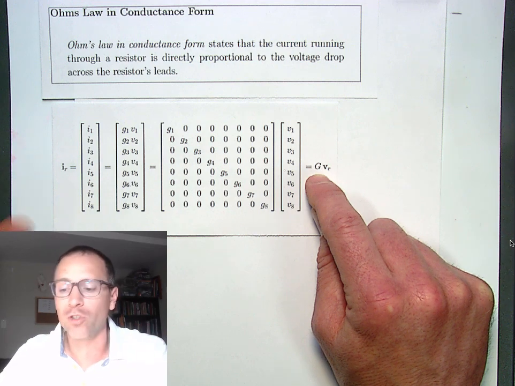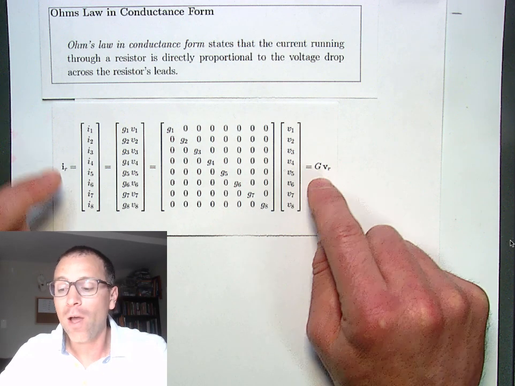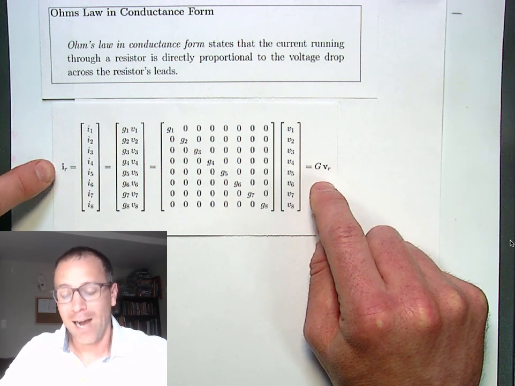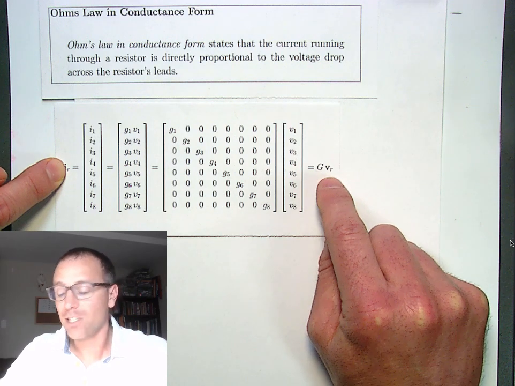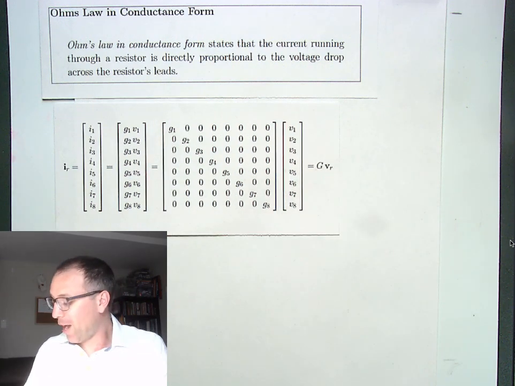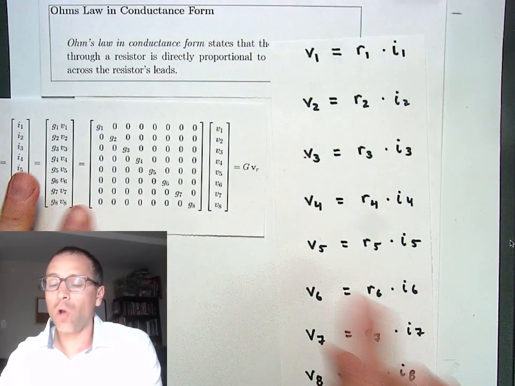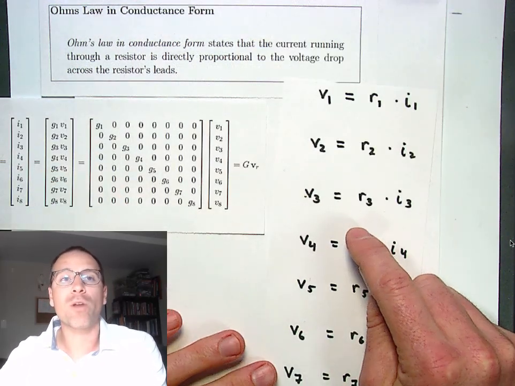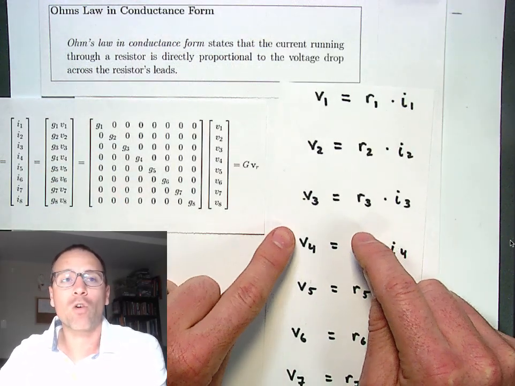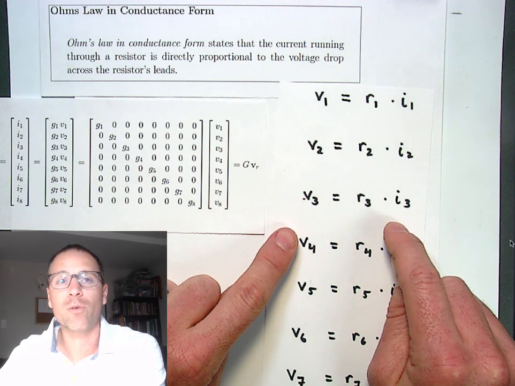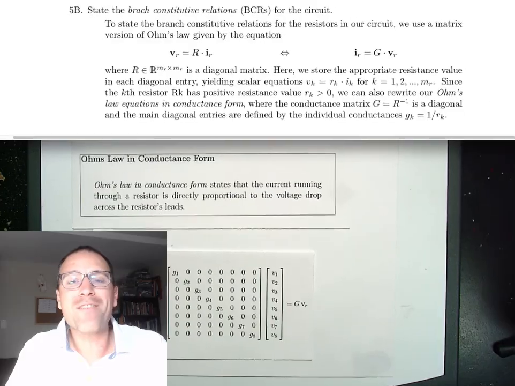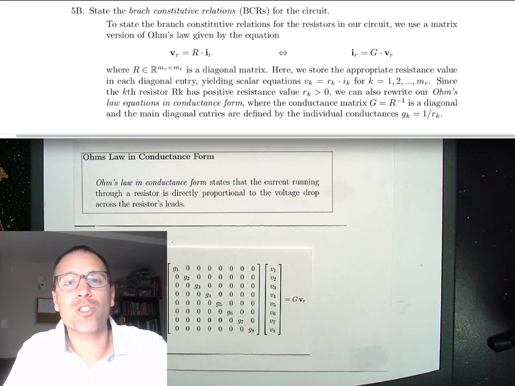Later in my life, I hope to address that whole issue, but for now, just remember, I sub R equals G times V sub R is a very, very crafty way of capturing all of the Ohm's law relationships between the voltage drops across the resistors and the currents running through the resistors in conductance form. We have now finished step 5b, which was to write the branch constitutive relations, the BCRs. We're going to go on to step 5c.